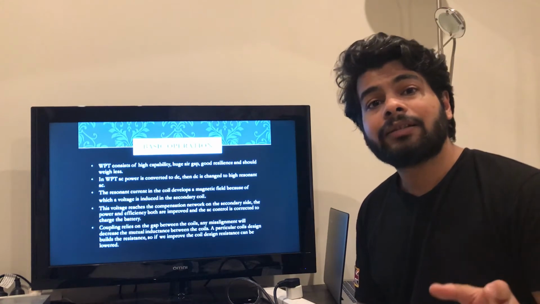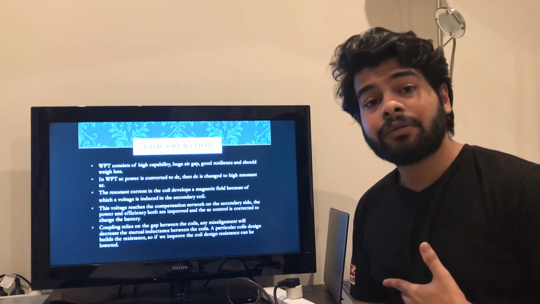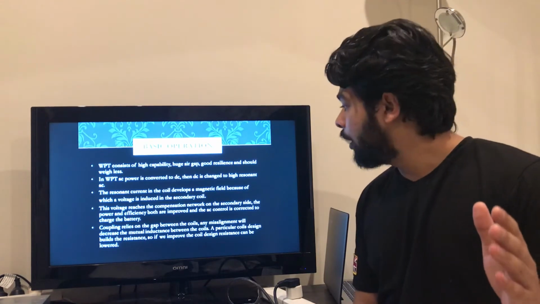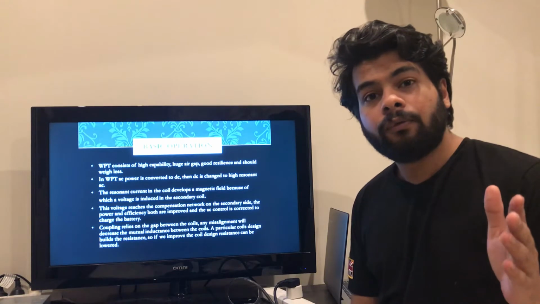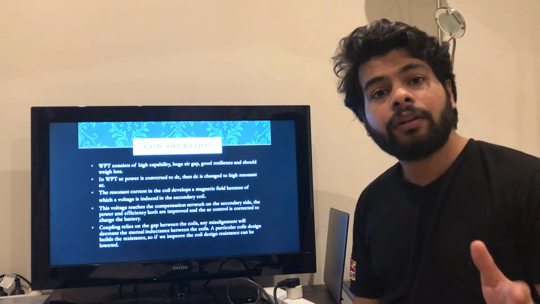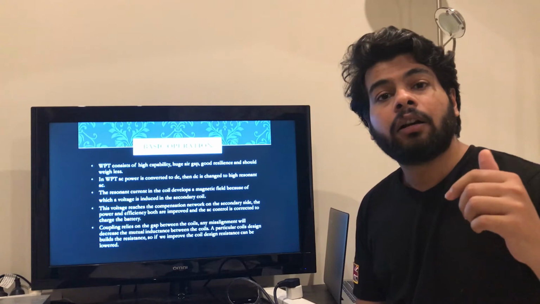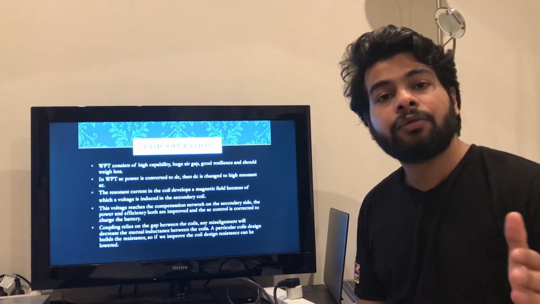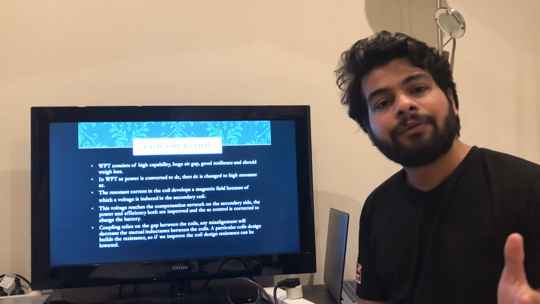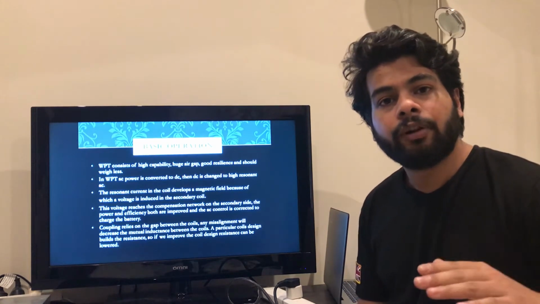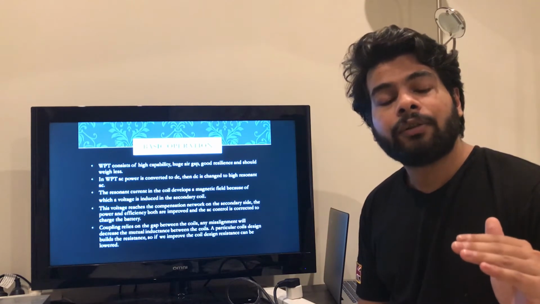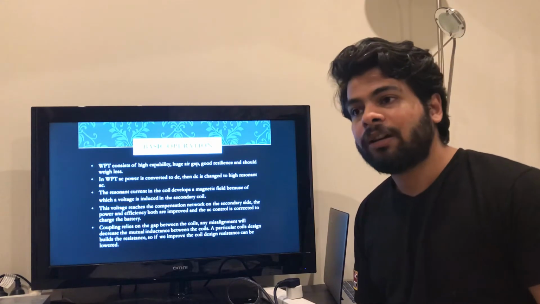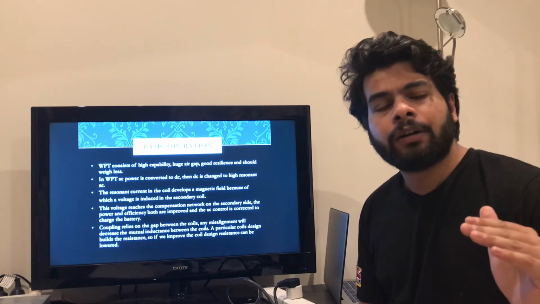Then this resonant current source in the coil develops a magnetic field, because of which a voltage is induced in the secondary coil. This process is very much similar to a transformer. Then this voltage goes to a compensation network where the power efficiency is improved. What, now you will ask, is a compensation network? Compensation network is nothing but a power converter.